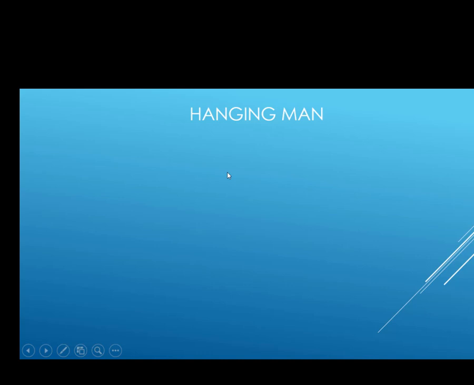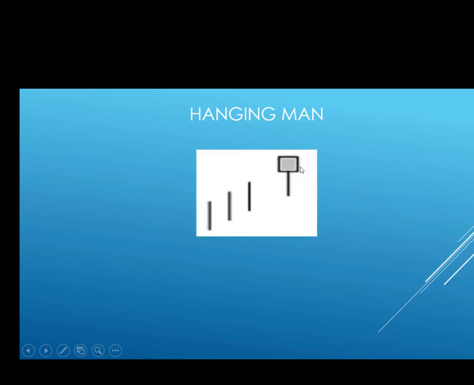Here's a fun one. This looks like a hammer, doesn't it? But it's actually at the end of a bullish pattern. Therefore, it's called a hanging man. I guess the analysts thought that this looked like a man dangling in the middle of the air. And this is usually an indication of a potential trend change with a bearish pattern following. Once again, we want to be very careful with our confirmations.